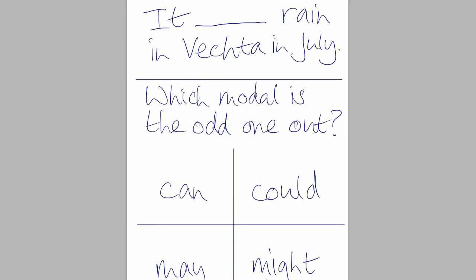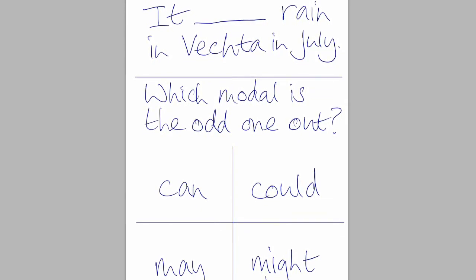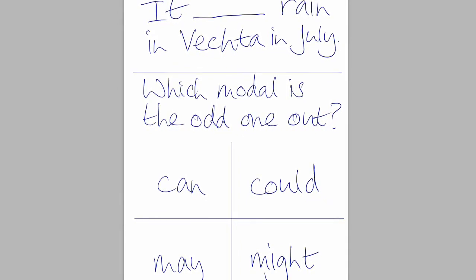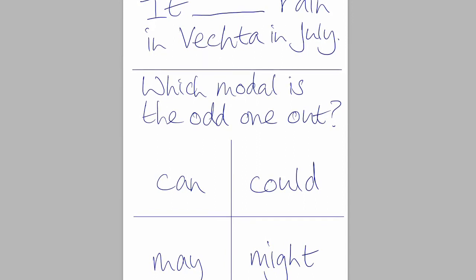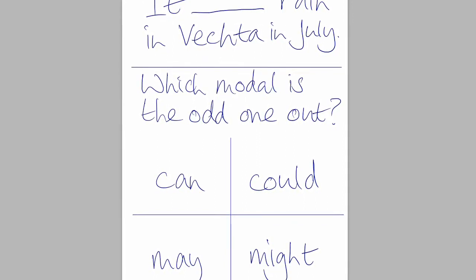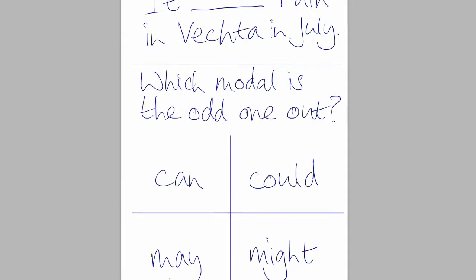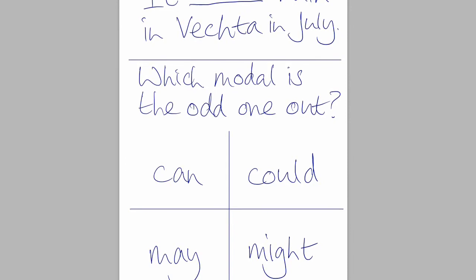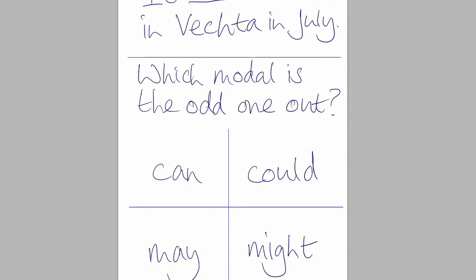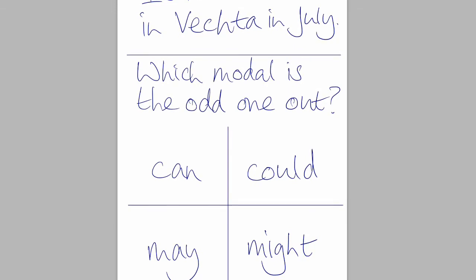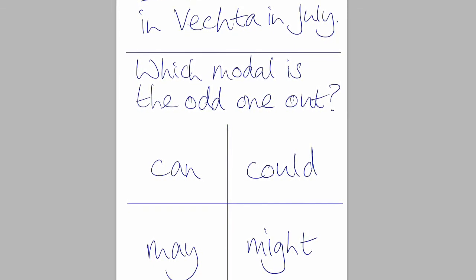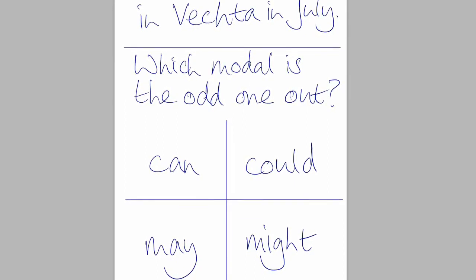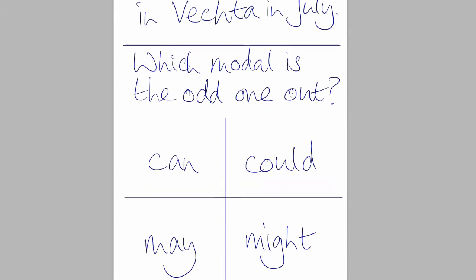Number 3. You've got this exercise on StudIP. So please pause the video to work out which modal verb is the odd one out. You can use all 4 options in this sentence. It's can, could, may, might rain in Fechter in July. But one of these modal verbs is used differently to the other 3. Please pause, make up your mind, and then continue watching. Please pause now.